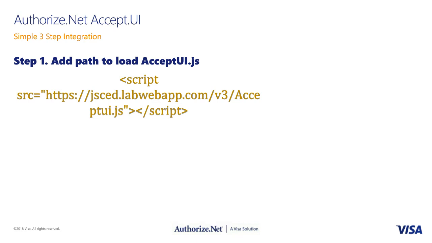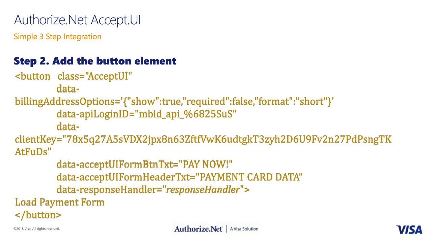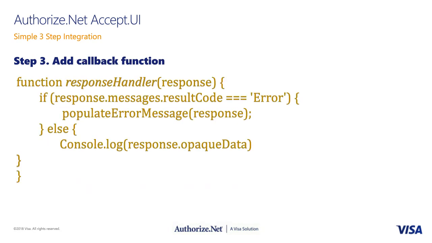So the first step is mainly you load the AcceptUI.js in your application. The second step is you add the button element. This is pretty much how you can add the button element on your website, and you have to pass the API login and the client key, similarly to what you did for AcceptJS. And then we have some text options where you can customize the text you want to show on the button. And in the end, you provide the response handler or the callback function, which we'll talk about in the next step.